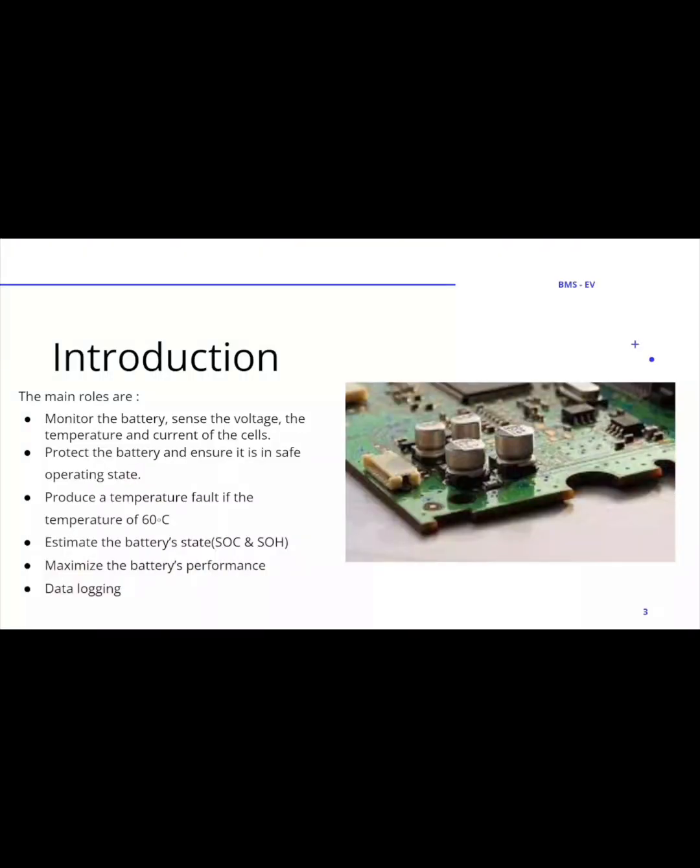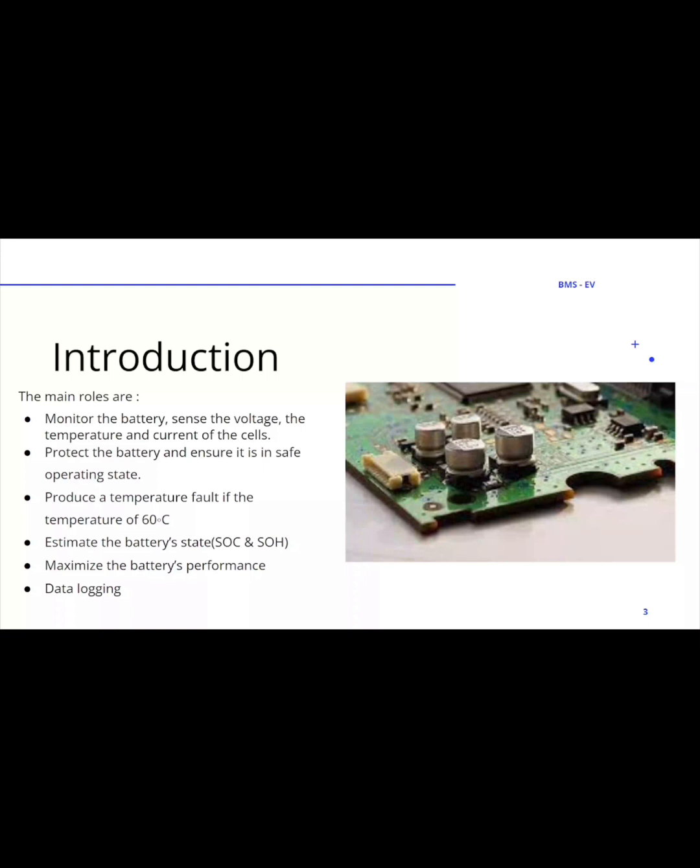So going ahead with the introduction, our BMS is going to have a very good oversight of the battery pack, which would allow us to monitor the cells and upload the data to the cloud. The topology used for this BMS is going to be a distributed one, which would consist of master and slave boards. The main roles of the BMS are going to be to monitor the battery pack, sense the voltage, the temperature, as well as the current of the cells.